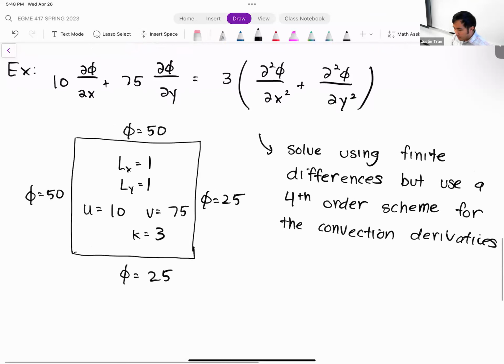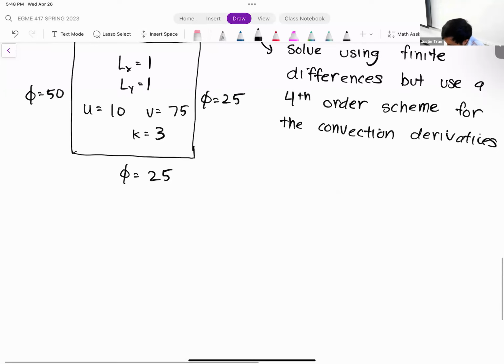So I'll show you how to derive it with the steady problem here, and then for the project, you just have to apply time marching on top of that. All right. Any questions on just the setup for the problem here? Okay. All right. So let's go ahead and derive our algebraic equation.